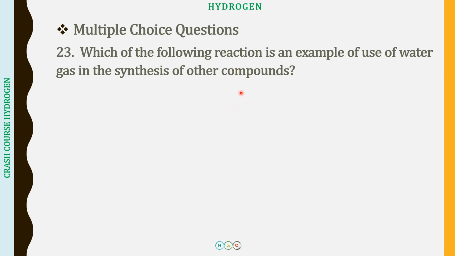Okay. Now what we do next is pass this water gas again through steam. The second reaction that we have is again at a temperature of 673 Kelvin in the presence of a catalyst. So what is going to form is carbon dioxide and hydrogen. This reaction over here is called the water gas shift reaction.